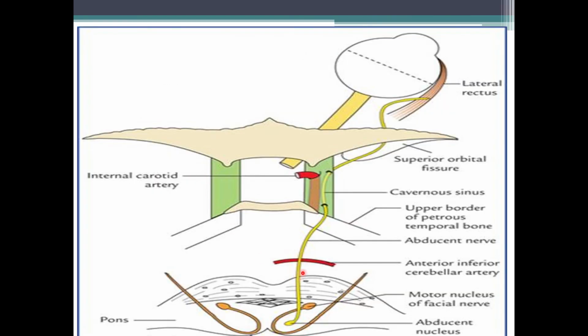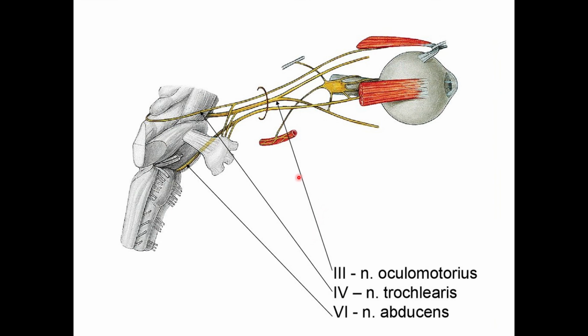Then, after coming into the cisterna pontis, it will lie dorsal to the anterior inferior cerebellar artery. Now it runs forwards in the cisterna pontis only, and then it pierces the cavernous sinus. So now I will be explaining to you the second turn of the nerve.